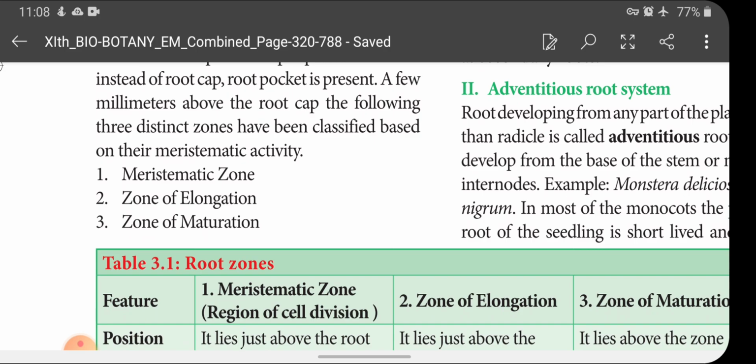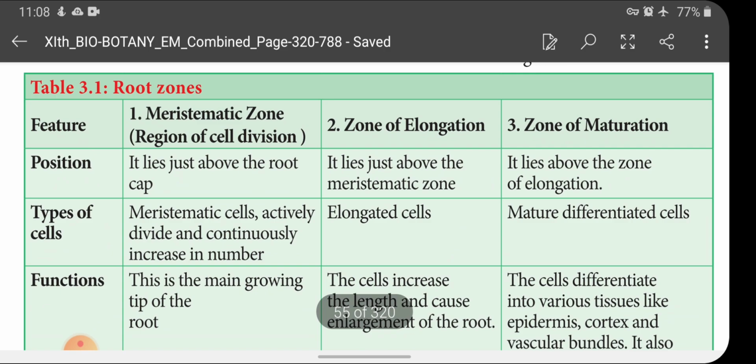In this region, the meristematic cells become elongated and make the root increase in its size. And in the zone of maturation, the cells are completely differentiated into permanent tissue, and this is called the zone of maturation, and this region possesses many root hairs for absorption of water and minerals. That's it. Let's see the table given here.